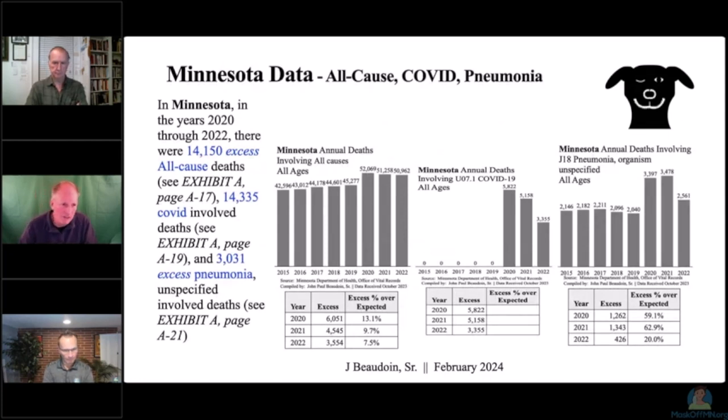All-cause, COVID, and pneumonia, one of each on here. There were 14,150 excess all-cause deaths in the 3 years of 2020, 2021, and 2022. There were 14,335 purported COVID deaths in those 3 years. Those match pretty good. Minnesota's not committing the data fraud that Massachusetts is. Massachusetts is off by 5,500. They lied by 5,500, and there's no way they could have had that many COVID deaths.